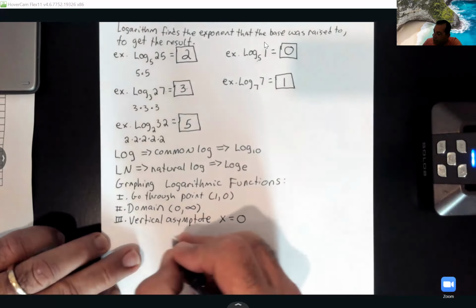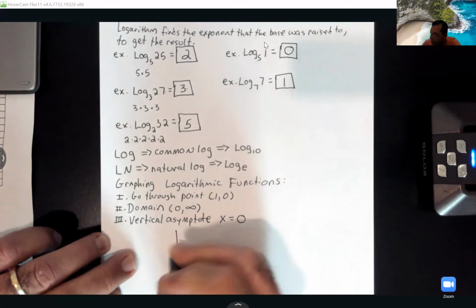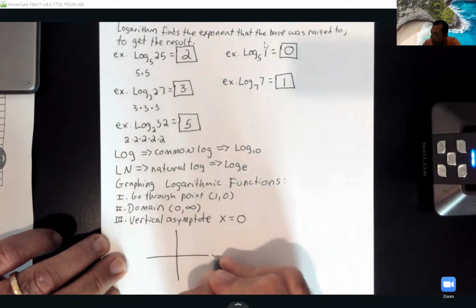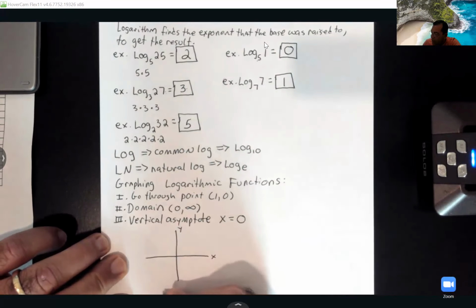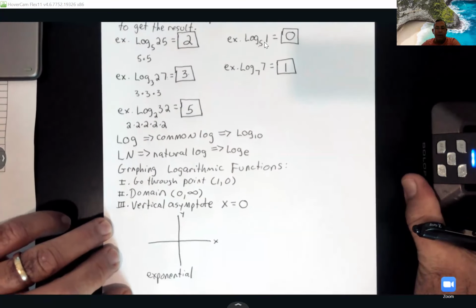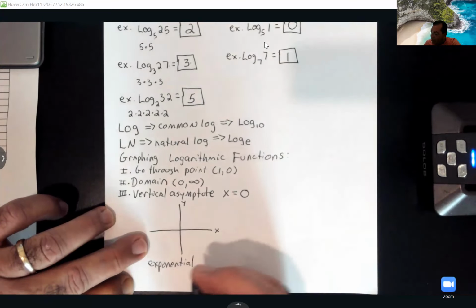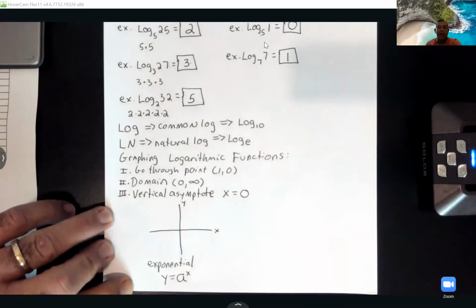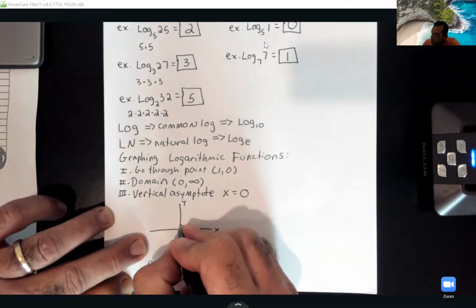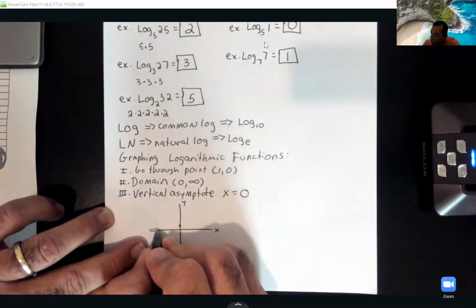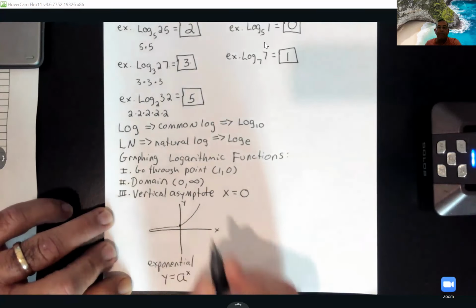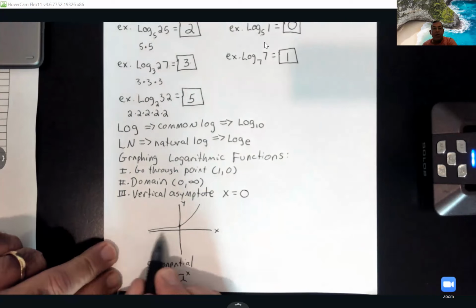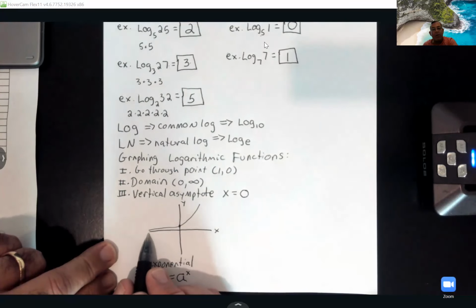So let me show you the shape of our exponential graphs we did last week. Remember, exponential graphs were the ones where we had y equals a to the x. The exponentials went through 0, 1, and they sort of came up, went through there, and went up. They make a horizontal asymptote to the x-axis, but it'll never cross over.